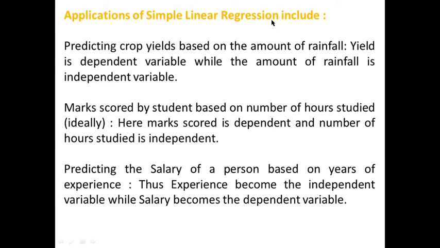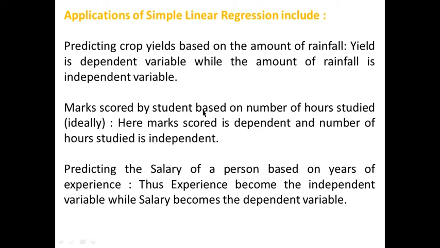Applications of simple linear regression include predicting crop yield based on the amount of rainfall. Yield is the dependent variable, while the amount of rainfall is the independent variable.